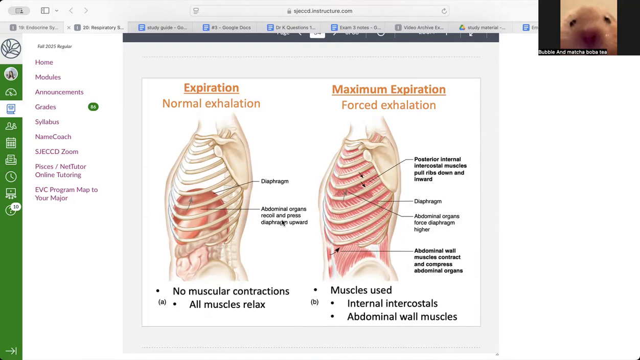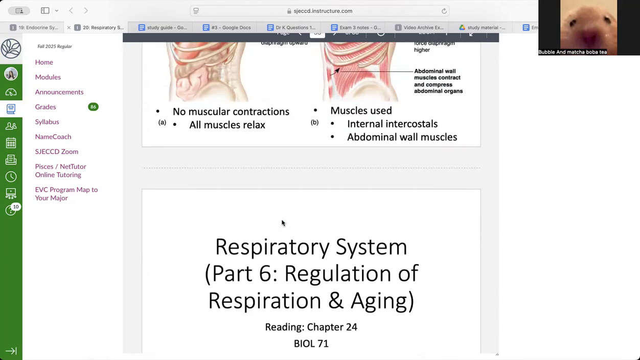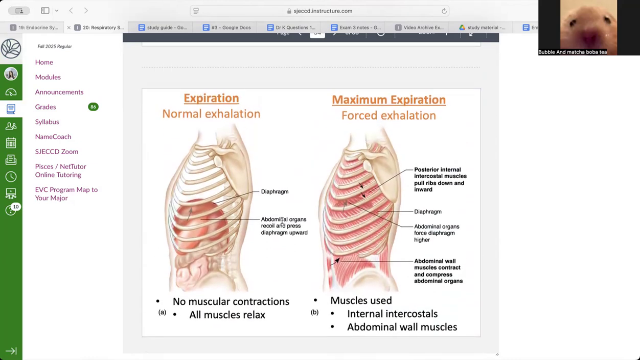Expiration, you can do this without any muscle contraction. It just relaxes all your muscles. Forced exhalation, you use internal intercostals and abdominal wall muscles. And then when you cough, you start by deep inhalation. Use the epiglottis to close off the glottis. You force air up, uncap your glottis, and close up the opening between your pharynx and oral cavity by using your uvula, which is the tissue in the back of your oral cavity.